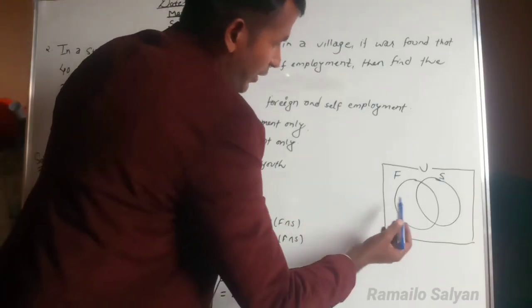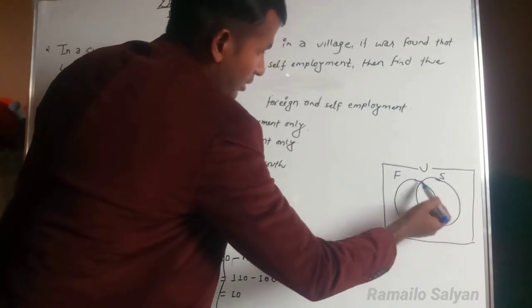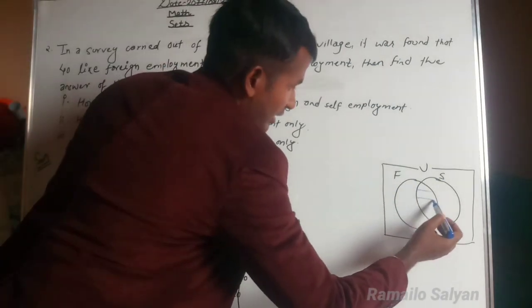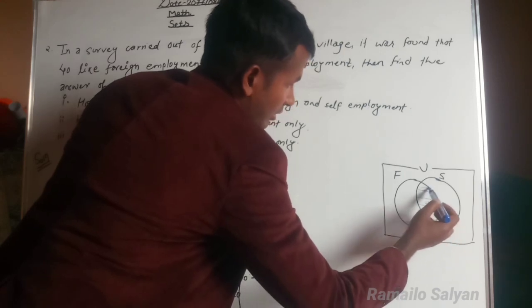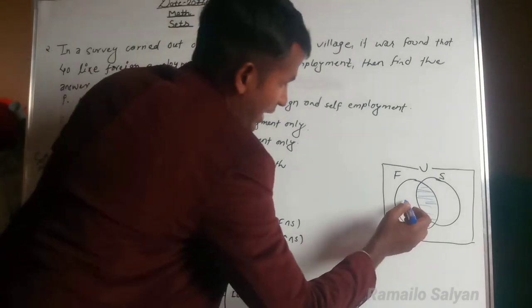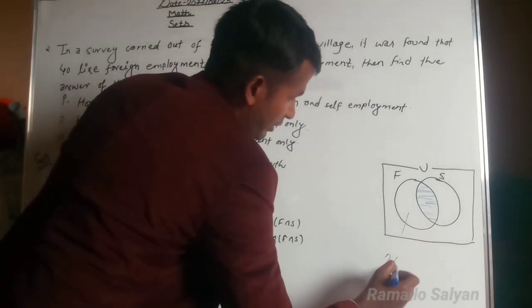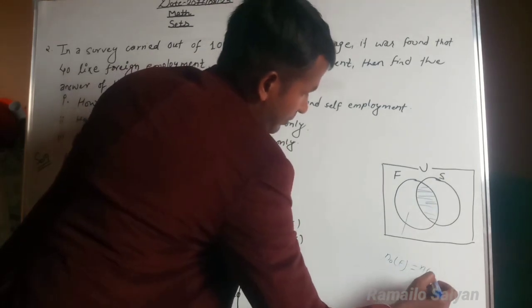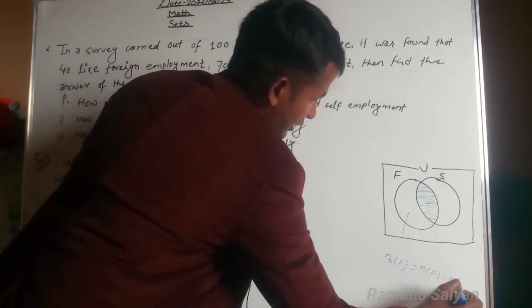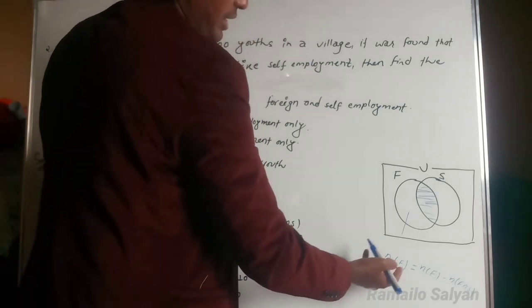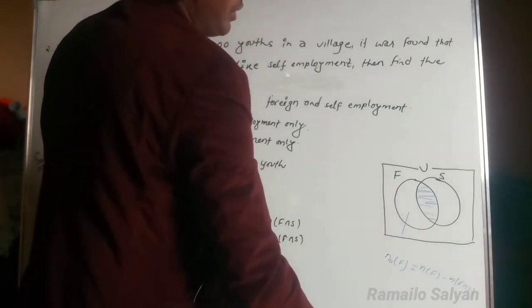Again, look at this figure. This whole region, the number of F is given as 40, and this region is 10. The whole region is 40 and the intersection region is 10. To find n(F not S), F only, it is the number of F minus the intersection F intersection S. This is the formula to find the only region of F.